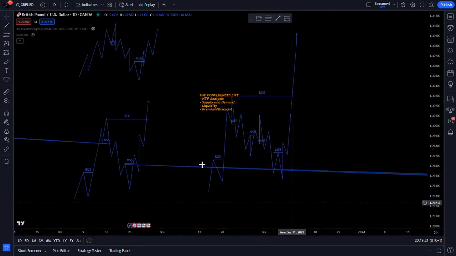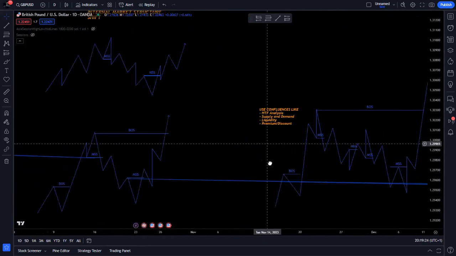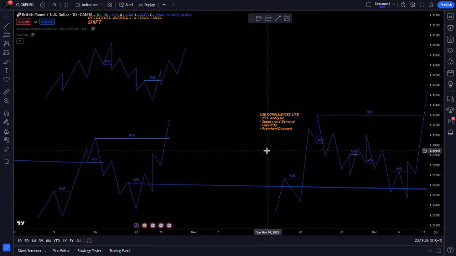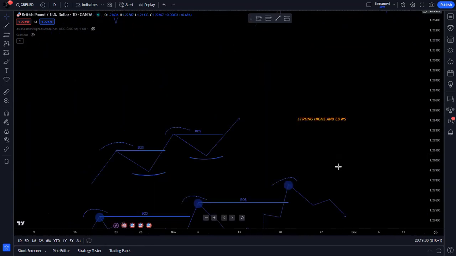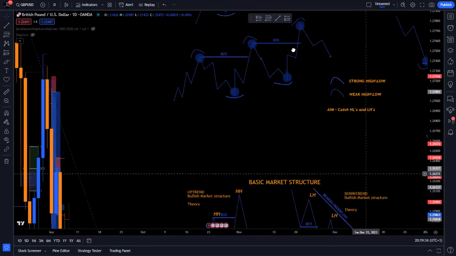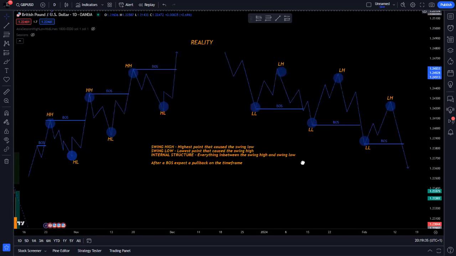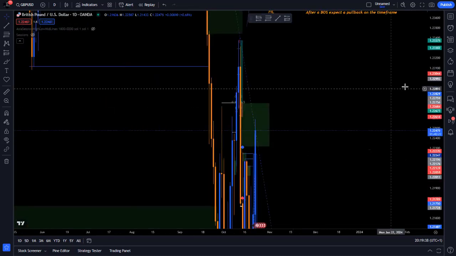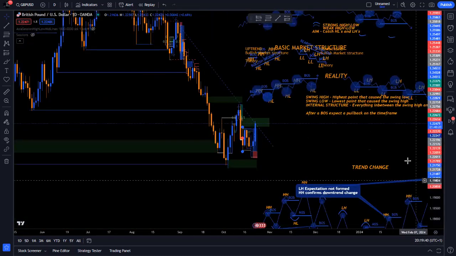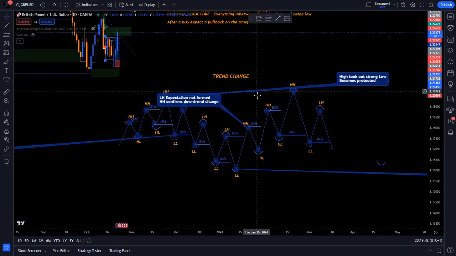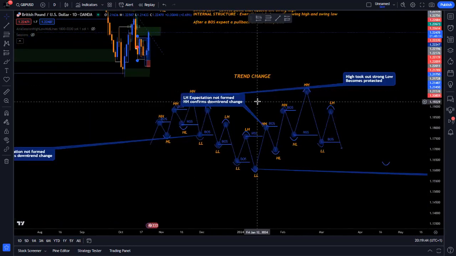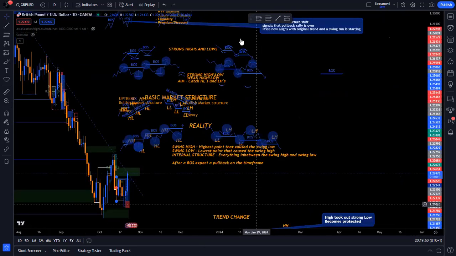And then we also spoke about internal market structure shifts. But before that, we also looked at trend change, where I explained what you will need to see before you actually have a trend change. I told you everything, and we also looked at how the concept of the strong highs and lows can also play in a trend change.